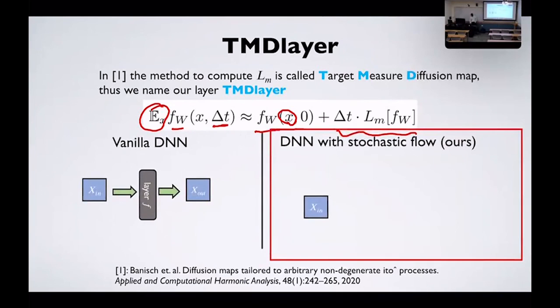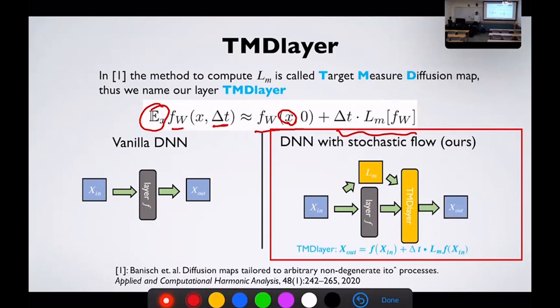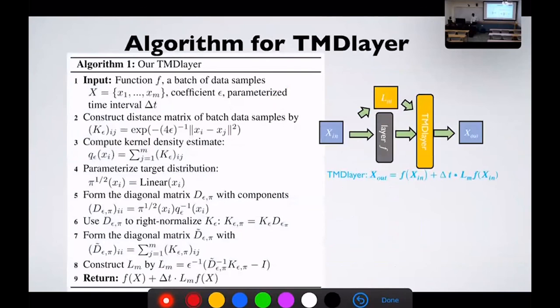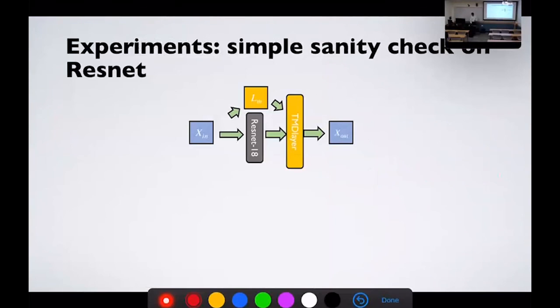So what does that look like? Instead of actually running this differential equation and then putting it into the network, what we do is take a bunch of samples, estimate L, take the samples to F directly, and then adjust it. We have the algorithm here. It's GPU kernel density estimation.